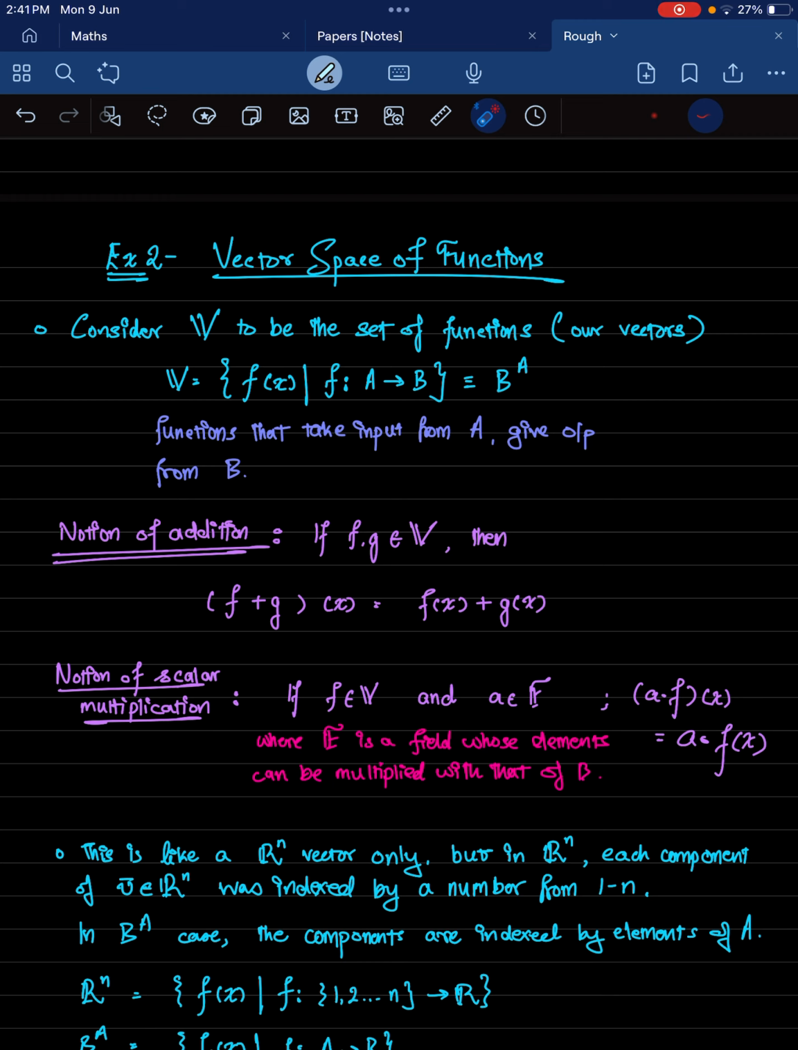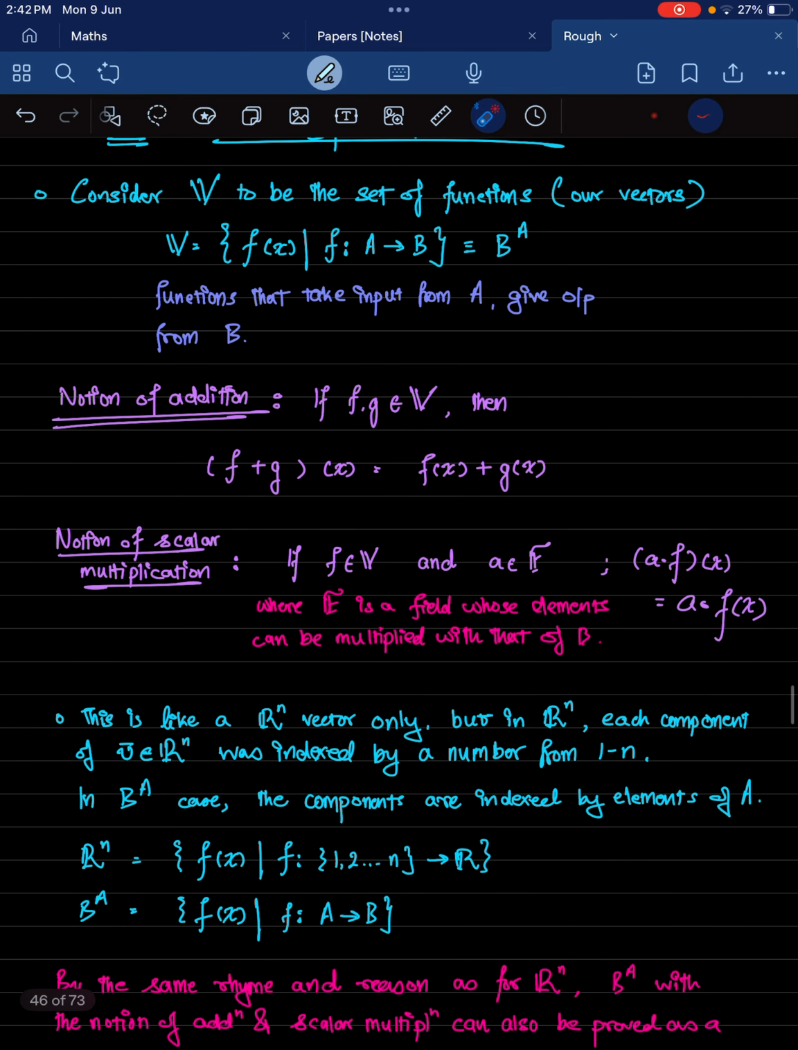Similarly, the notion of scalar multiplication is also the same. If you want to find the scalar multiplication of a function, a f, with the scalar a, I won't mention which field we are using over here, but we can use any field as long as you can multiply a and f. Okay, so a times f is basically the component wise multiplication of a with the component of f indexed by x. Alright, so just look at the similarity between the real vectors and a function.